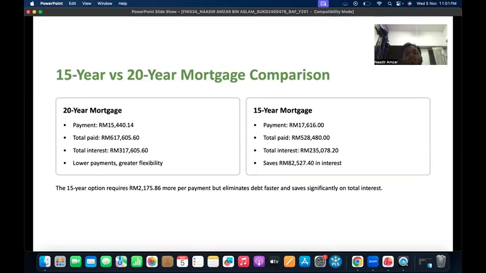So by choosing the 15-year plan, they would save 82,527 in interest. But the repayment each time would be 2,175 higher. It's a trade-off: higher payment now, a big saving later.